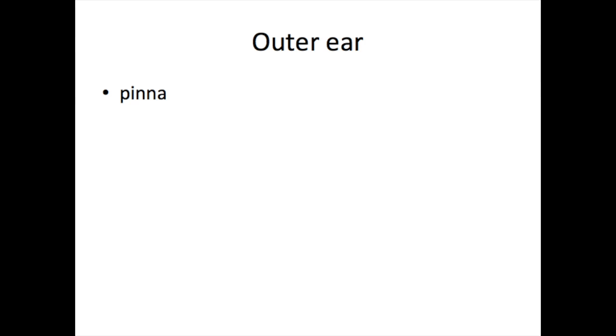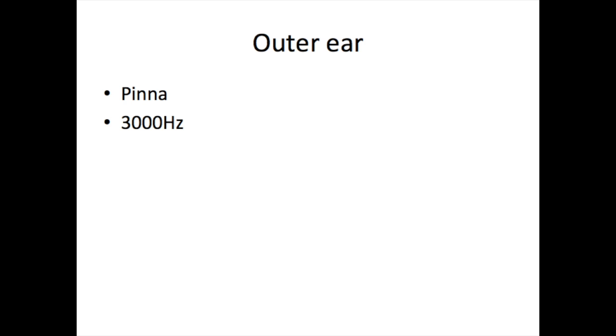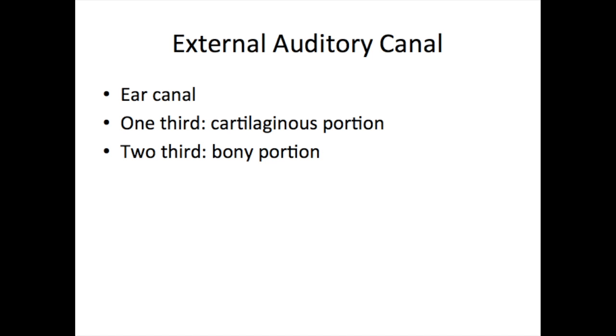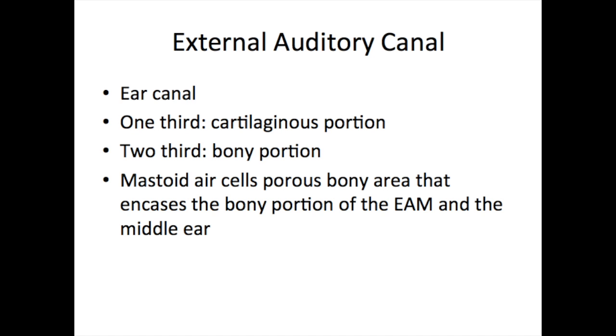The outer ear is also called the pinna. It is sensitive to 3000 Hz. It improves the sensitivity to higher frequency sounds. The external auditory canal is also called the ear canal. The 1/3 is the cartilaginous portion. The 2/3 is the bony portion.